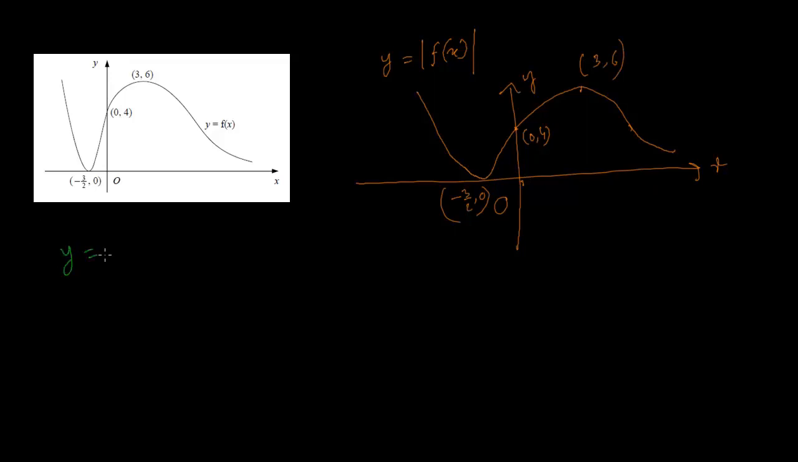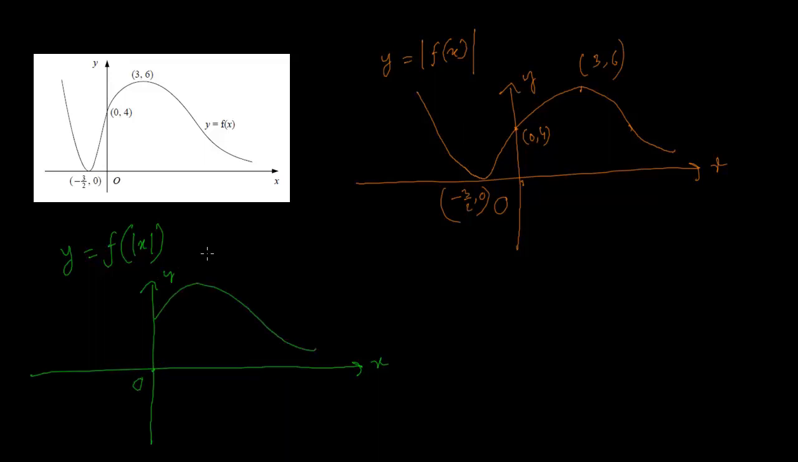The next, let's do y equals f of the absolute value of x. Here, we take the sketch on the positive side of the x-axis, on the right hand side of the picture. So we take this, so it's this, so this would be 3, 6, and this would be 0, 4. And because of the absolute value of x, this portion becomes completely removed, and this is reflected on the y-axis. So that would be like this. So this would be -3, 6.